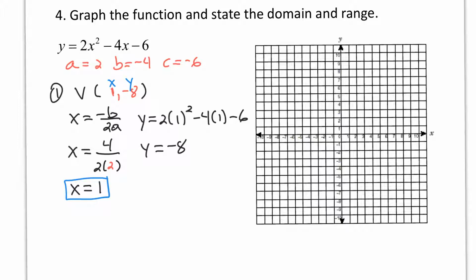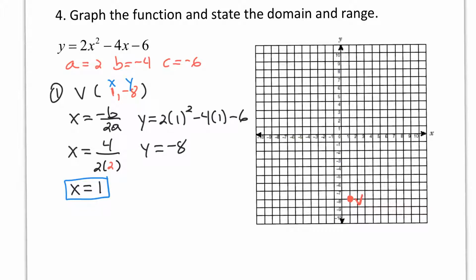So from the origin, you go 1 to the right. And then you go down 8. 1, 2, 3, 4, 5, 6, 7, 8, which is right here. And we have the vertex. Now looking at the a value, it is +2. So that means the parabola is going to go up. And that's what it is when a is positive, it goes up. So my vertex, I'm going to label the vertex right here.